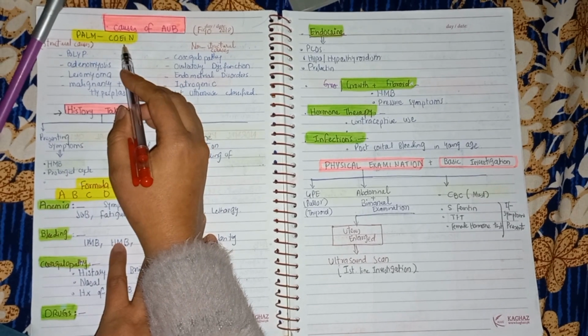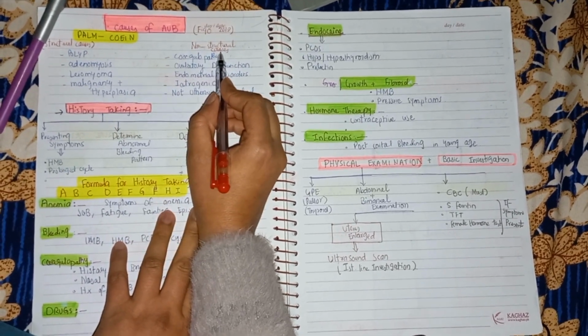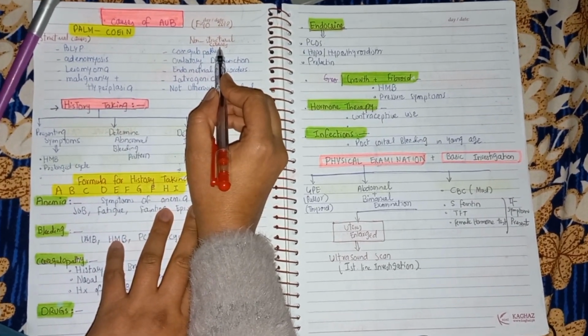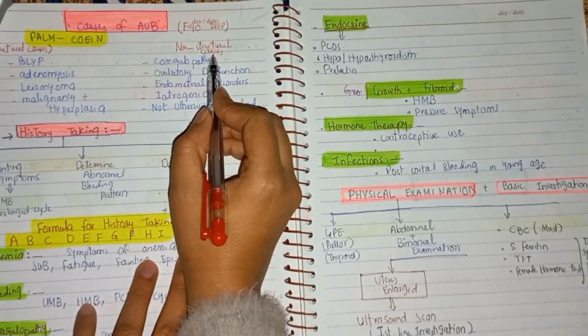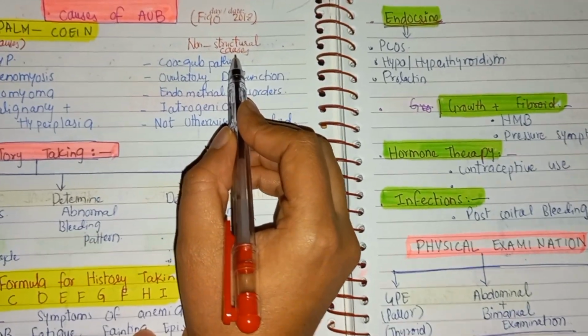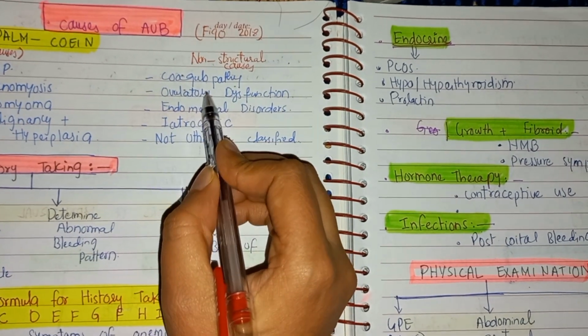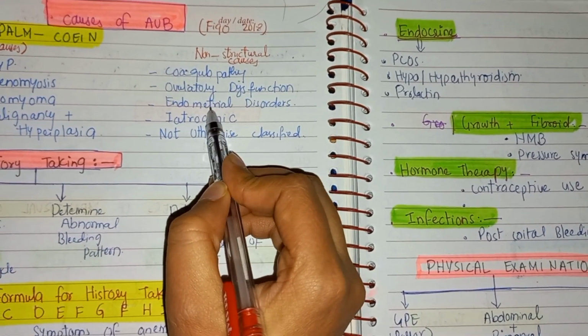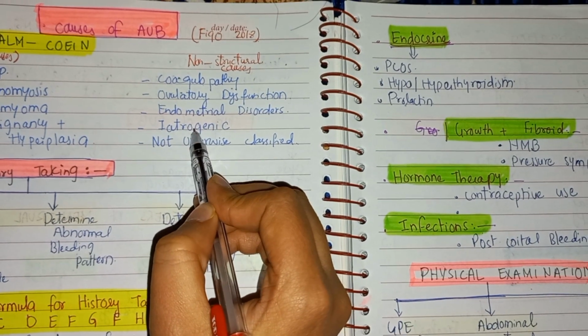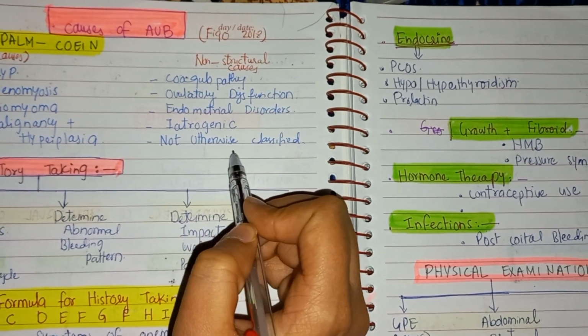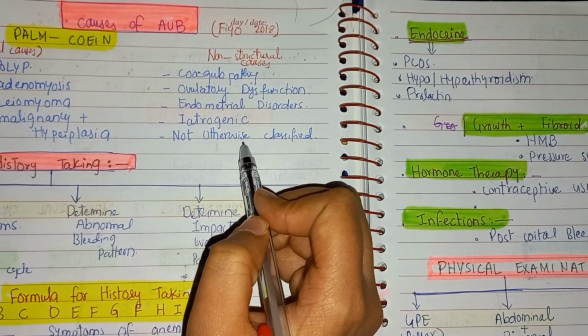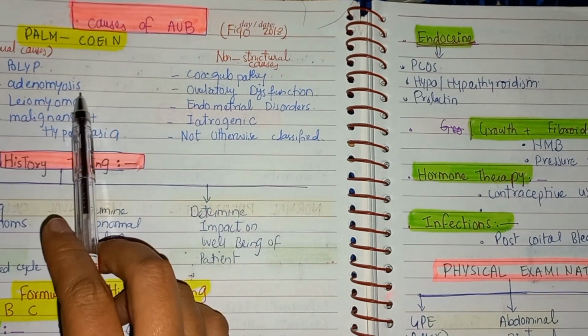COEIN group includes non-structural causes that cannot be diagnosed with ultrasound or any imaging modality or by histopathology. They include coagulopathy, ovulatory dysfunction, endometrial disorders, iatrogenic, and not otherwise classified. This is the broad classification of abnormal uterine bleeding.